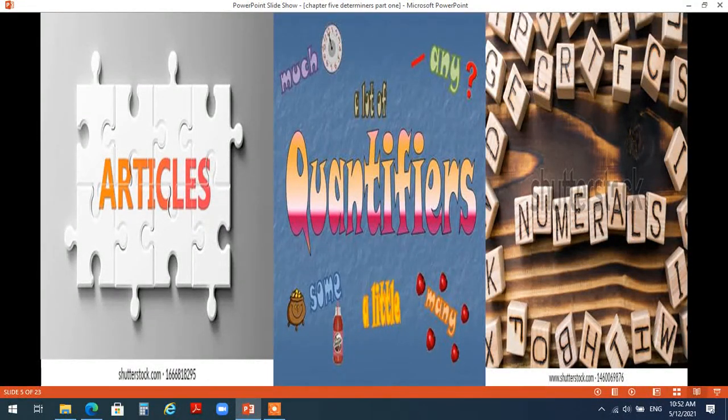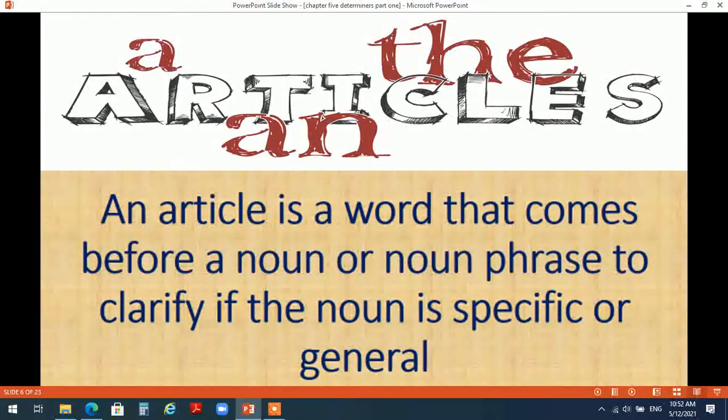So these are the 3 subcategories of determiners which we are going to discuss in detail. Of course, this lecture will be concentrated on articles, and the other 2 subcategories, quantifiers and numerals, will be discussed in the next lecture. So let us start with the first subtype of determiners, which is called articles.